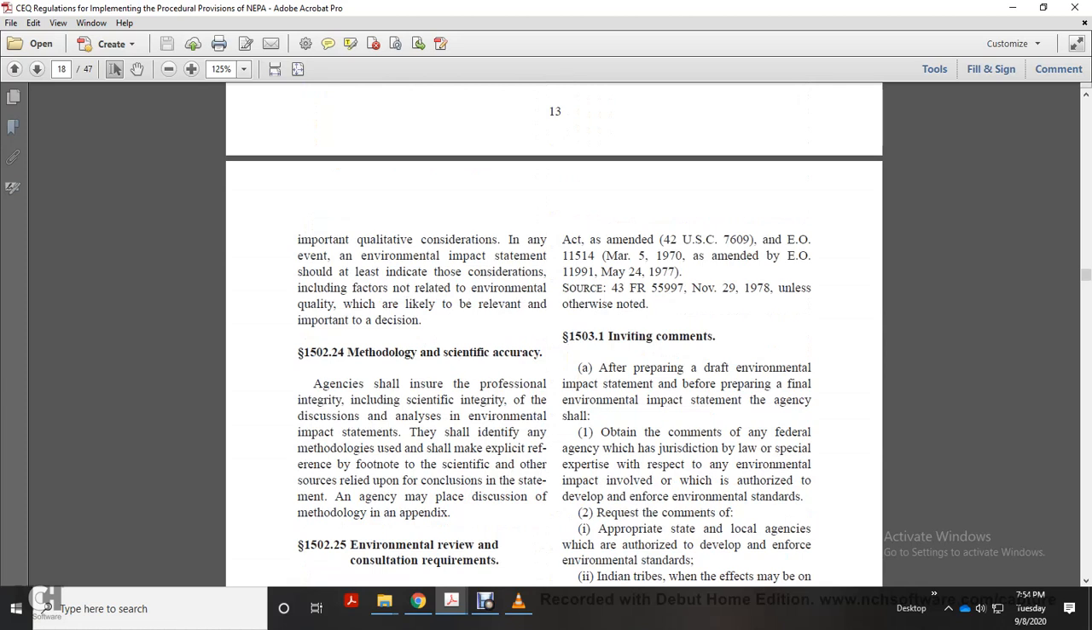Alright, 1502.24 Methodology and scientific accuracy. Agencies shall ensure the professional and scientific integrity of the discussion and analysis in environmental impact statements. They shall identify any methodologies used and shall make explicit reference by footnote to the scientific and other sources relied upon for conclusions in the statement. An agency may place discussion of methodology in an appendix.